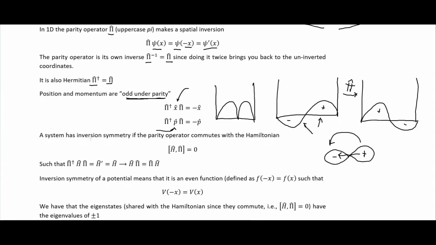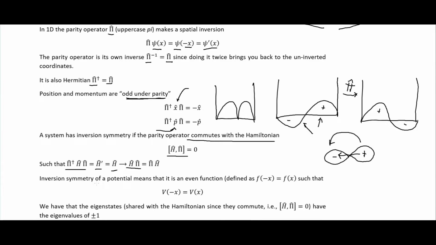And a system has inversion symmetry if the parity operator commutes with the Hamiltonian. So if we have the Hamiltonian and our parity operator commuting equals 0, which means that if we do this similarity transformation, we end up with this H prime, which is just equal to the Hamiltonian. And so the Hamiltonian and then the parity operator is equal to the parity operator times the Hamiltonian.